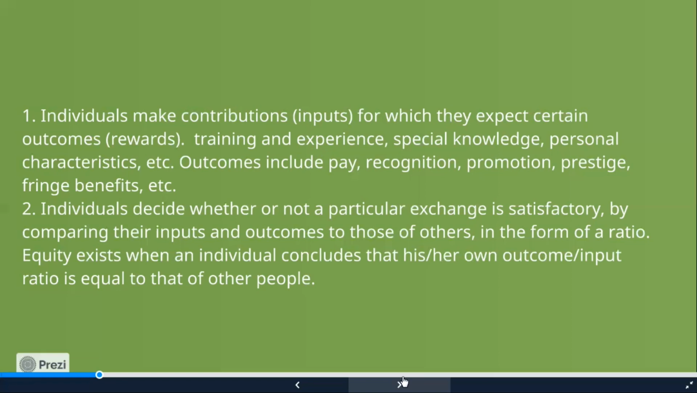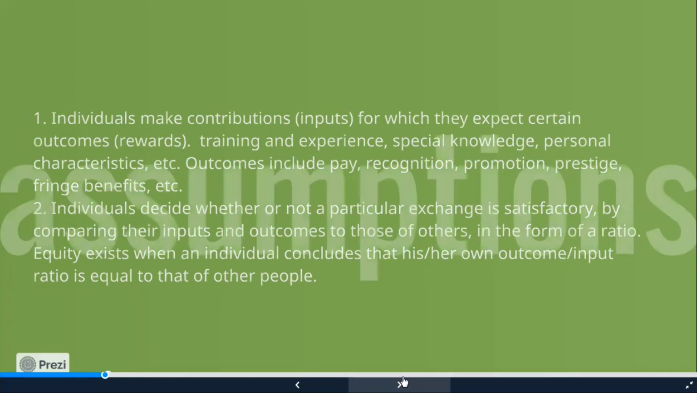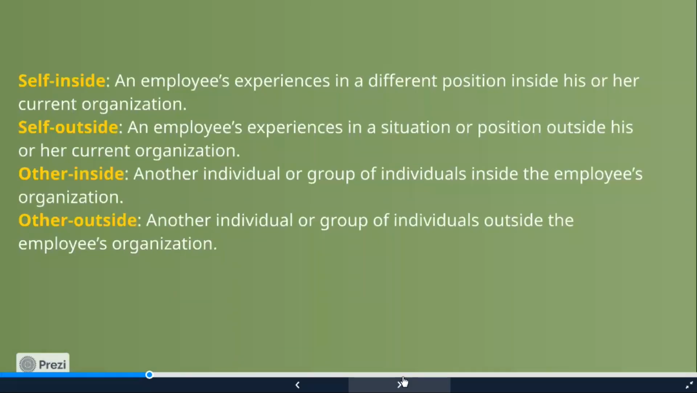Take a look at one. It's about the inputs and the outcomes, or we call it the rewards and the efforts, right? So we know what they are: experience, special knowledge, all that. Outcomes means recognition, promotion, all that. So it's a balance of things. Now, comparison. Take a look at this. This is practically true, right? Self inside, self outside, others inside, others outside.